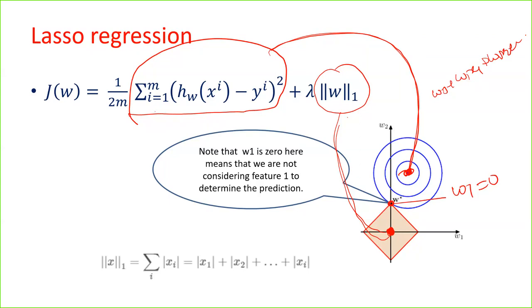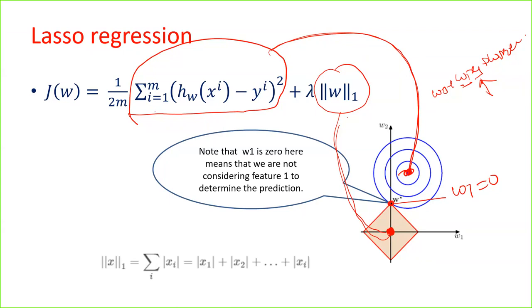So now when W1 equals 0, are we considering the corresponding feature x1 in this model? No, sir. We are not considering that. It becomes zero. When you multiply x1 with zero, what will happen? We'll get zero only, right?